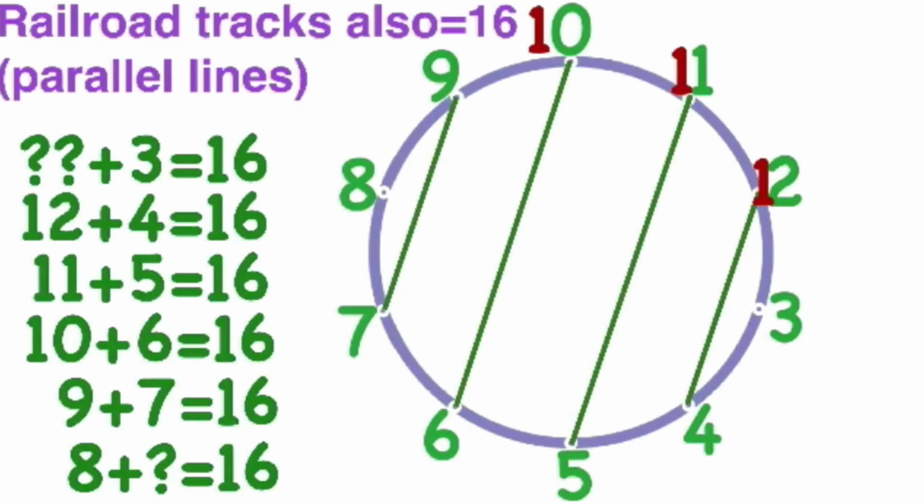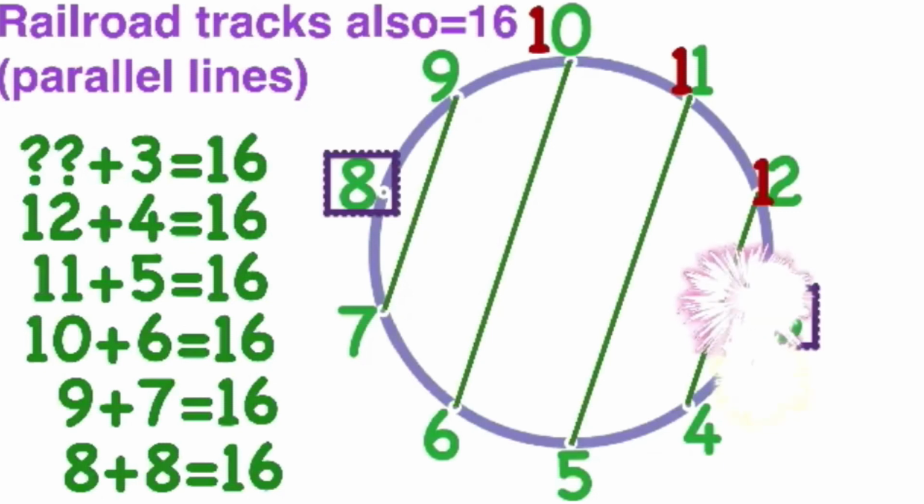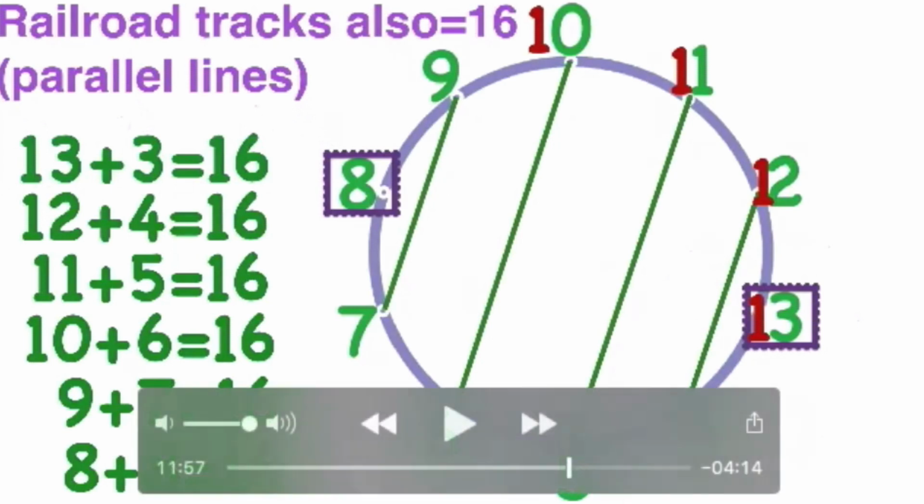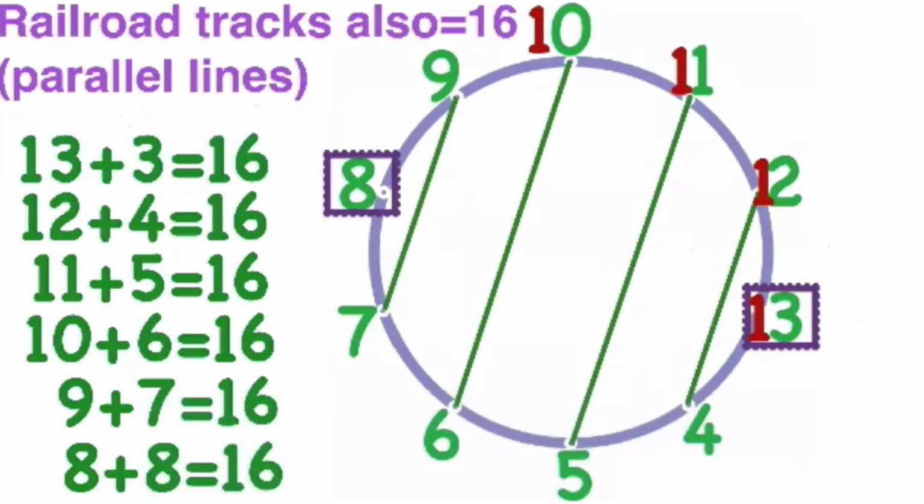And 3 plus what equals 16? Well, looking at the numbers going up, 8, 9, 10, 11, 12, the next number is going to be 13. So lots of ways to see that or figure that out. Say it out loud. There it is. 13. Yeah, you figured that out, didn't you?